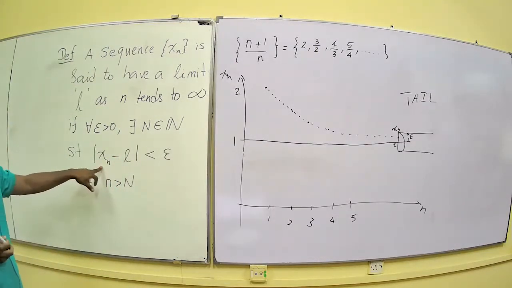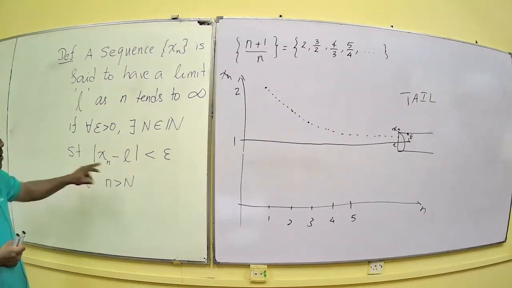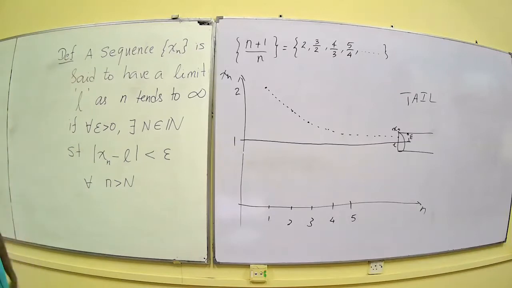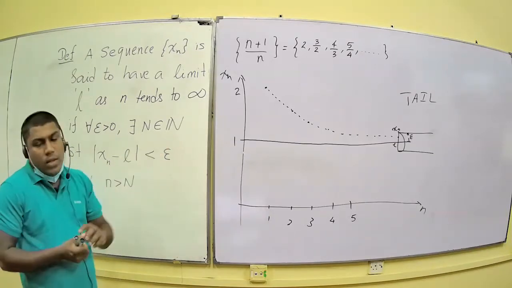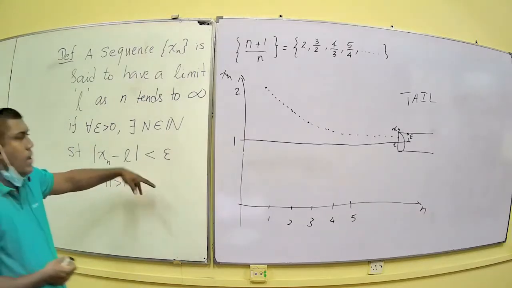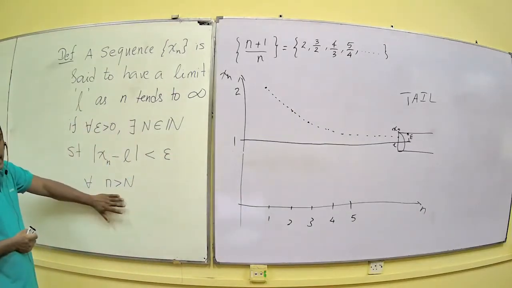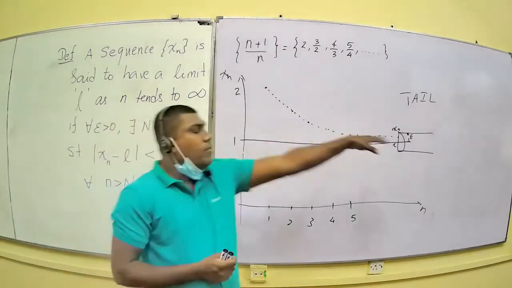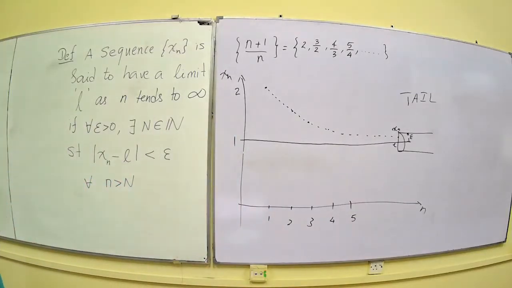Distance between the sequence value and the limit, absolute value, because the difference might be positive or negative, but when you put the absolute value, it becomes a distance smaller than epsilon. That means the tail goes inside the tube for every n greater than N, right? So for every n after that large N, that is, the tail goes inside the tube.